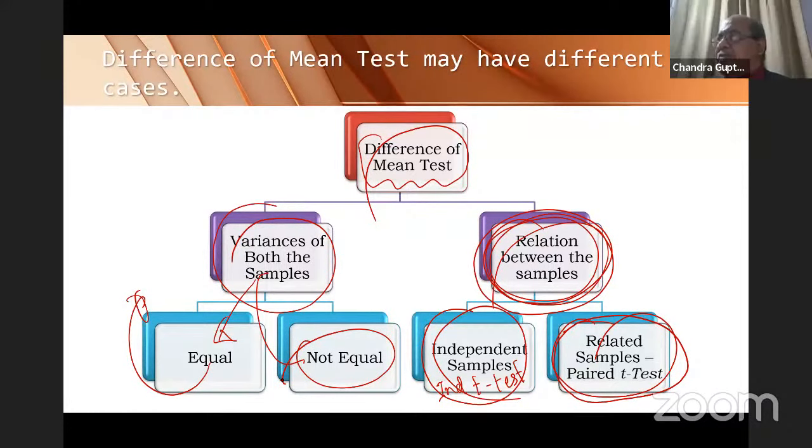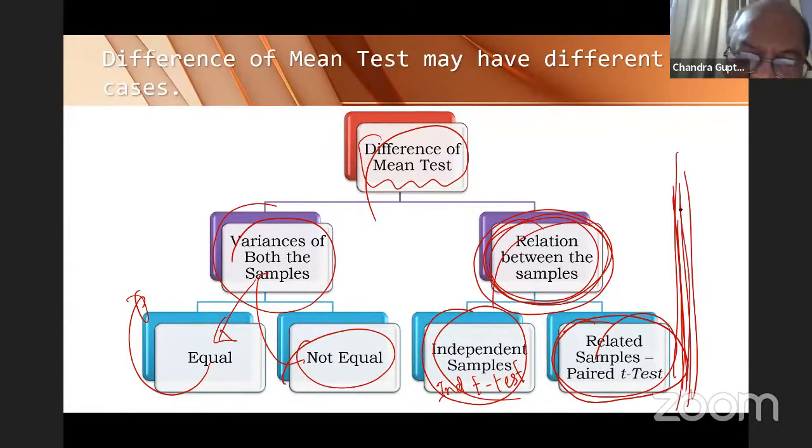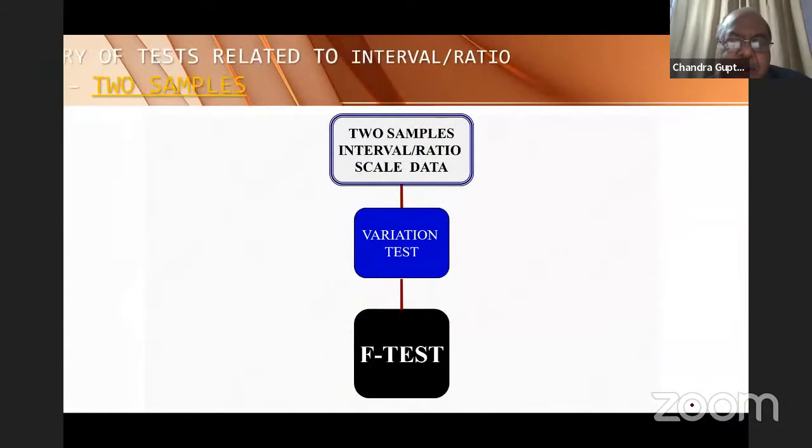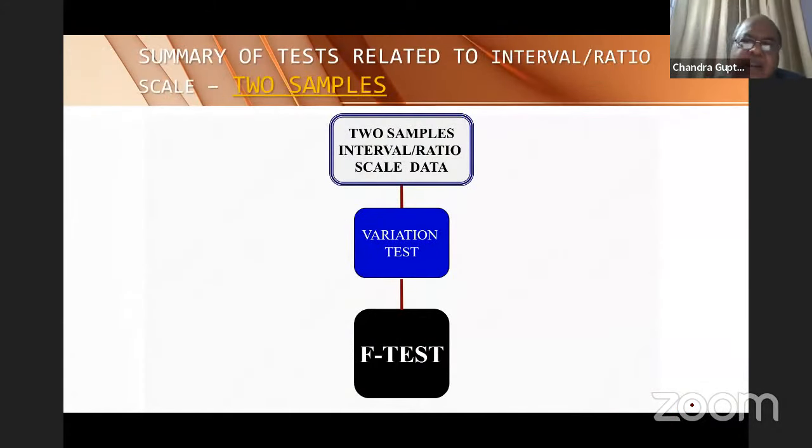Kavita, why do you say F-test? Where do we use F-test? Anyway, Kavita, I will come back to the F-test, but right now I'm not discussing a situation where we use F-test. So if the samples are related, we use a paired t-test, and if samples are not related, we use an independent sample test. And of course, you have to also check whether their variances are the same or not.